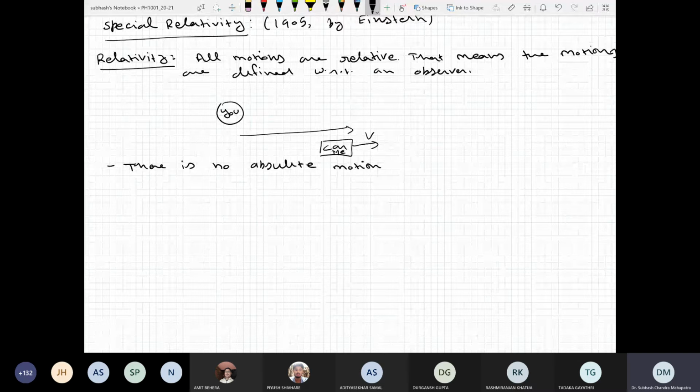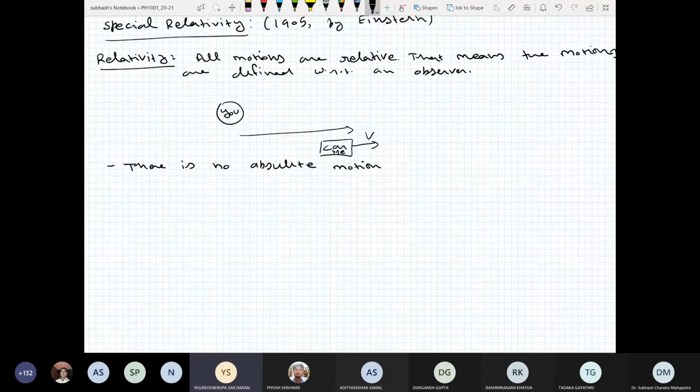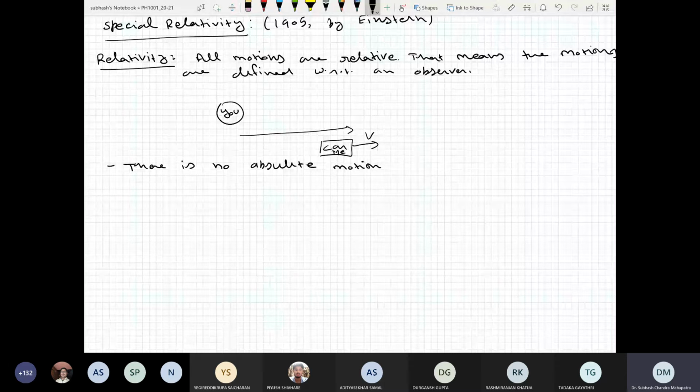Sir, but speed of light is not defined with respect to anything, no, sir? That we will see. Just wait on. Right now, I haven't gone to speed of light or anything. Just hang on. I'll define the speed of light as well.